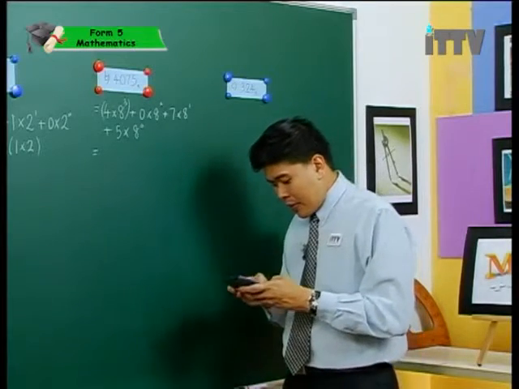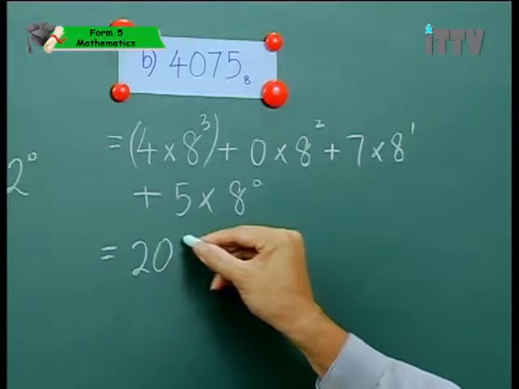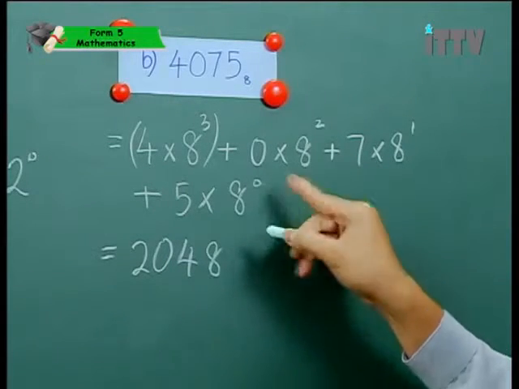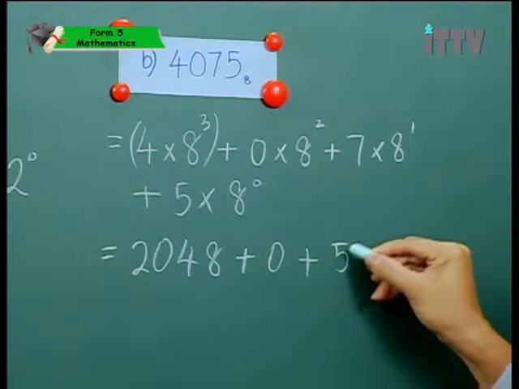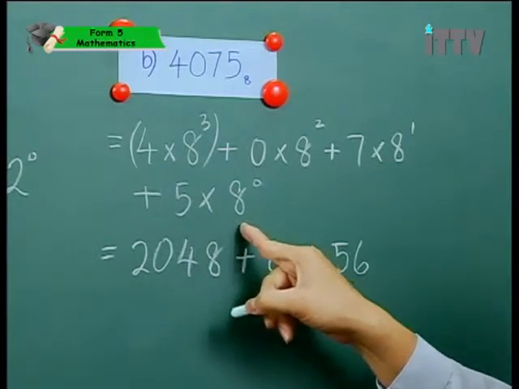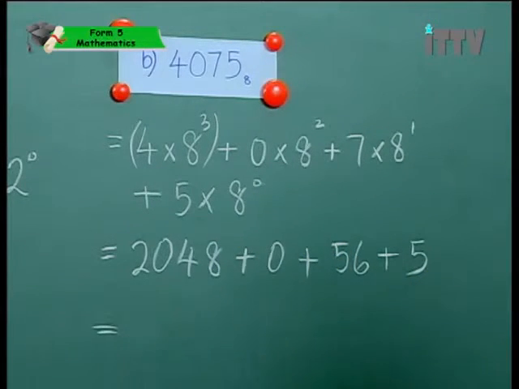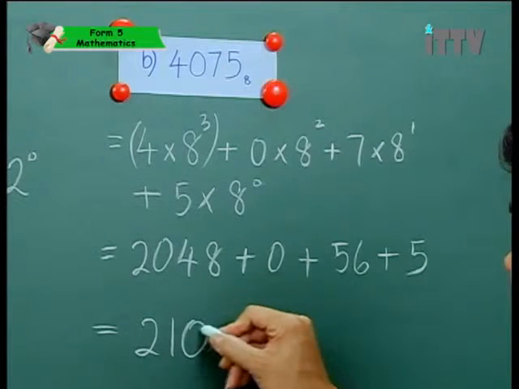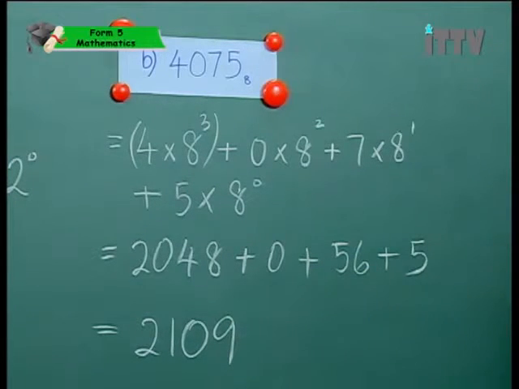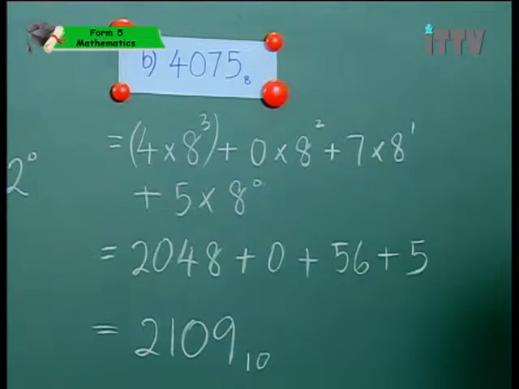4 multiplied by 8 cubed gives us 2048. This will give us 0. This will give us 56. And 5 times 8 to the power of 0 is 1, so it's added with 5. Don't forget to sum it up. And what will we get? 2109, and this will be our number in base 10.